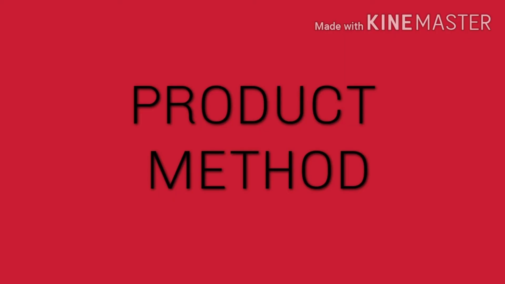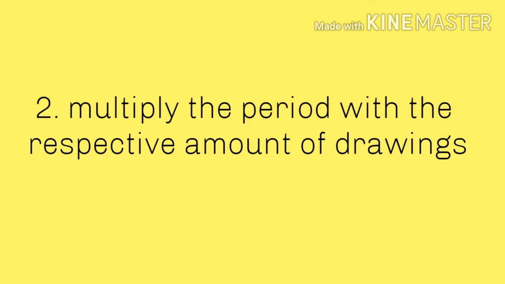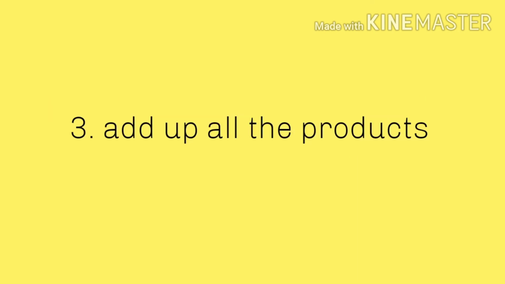In product method, there will be different amounts of withdrawals at different periods of time. What are the steps to calculate interest on drawings under product method? First, we should calculate the period for which the amount remains withdrawn during the particular financial year. If the financial year is not stated, then we shall assume it as April to March. Next, we need to multiply this period with the amount of drawing. Then we will add up all these amounts.